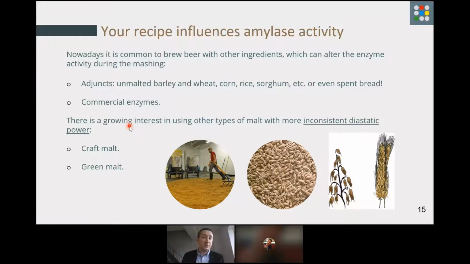In recent times, there have been several trends of other raw materials to be used in the mashing. That is, for instance, the craft malt and the green malt, both of which can include inconsistent diastatic power during the brewing. Green malt, for those who don't know, is actually malt or barley that is being germinated, but which already has some enzymatic activity.